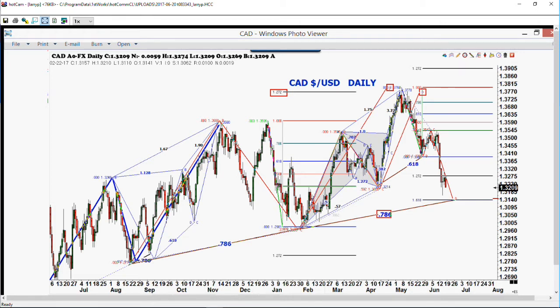So you have to be really patient. These numbers are so accurate, at least in my opinion, these ABCD patterns and these butterflies and Gartleys, they're so accurate that if you wait and have the patience to do it, you'll be far better off. And believe me, patience is not a gift, folks. You have to earn it.